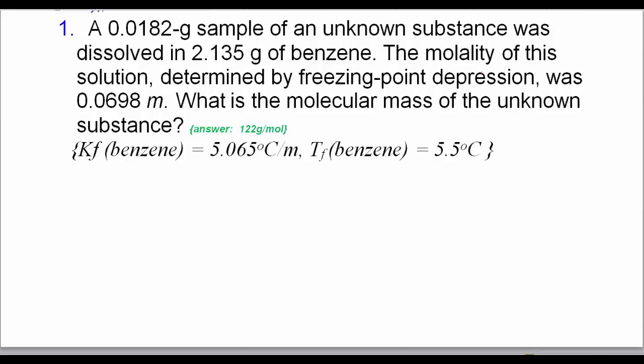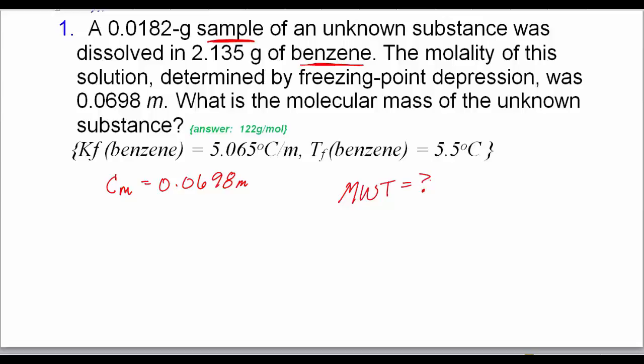Okay. A 0.0182 gram sample of an unknown substance was dissolved in 2.135 grams of benzene. So right off the bat, you can see that this is our solute, and this is our solvent, because there's more of it. The molality of the solution, determined by freezing point depression, was 0.0698. Well, you should probably start writing some of this stuff down. The molality is 0.0698. Okay, what is the molecular mass of the unknown substance? What is the molecular weight?